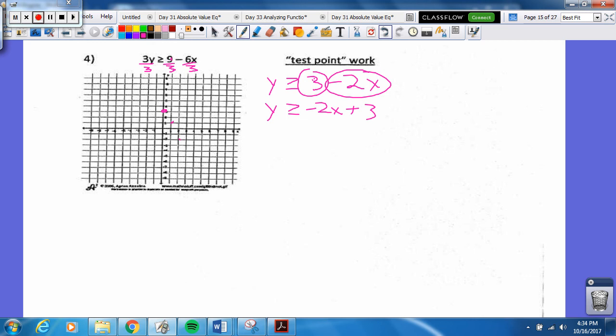Down 2, right 1. Or up 2, left 1. Up 2, left 1. Bunch of points. Oh, we have equal to. So solid, solid style. There you go.